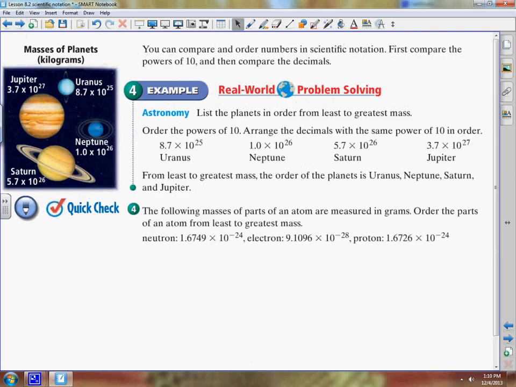All right, so masses of planets. You can compare and order numbers in scientific notation. First, compare the powers of 10, and then compare the decimals. So it says, list the planets in order from least to greatest. So here are my 4 planets, Saturn, Neptune, Uranus, and Jupiter. And they give their masses. Now, you want to list them in order from least to greatest.